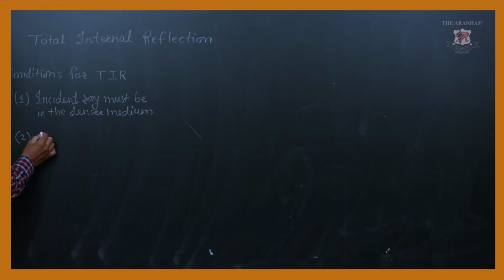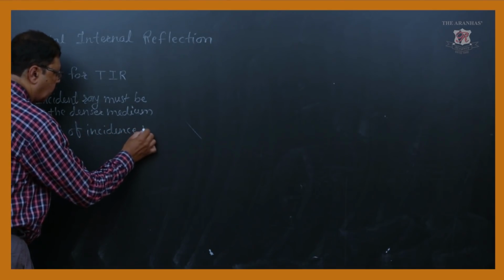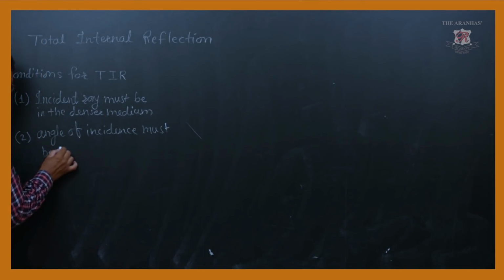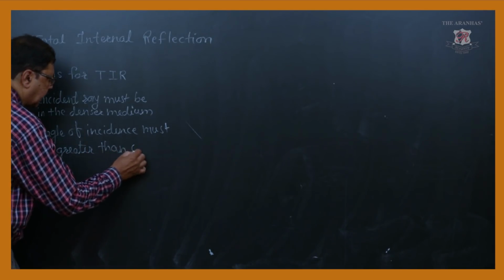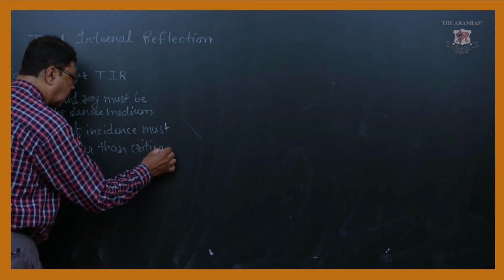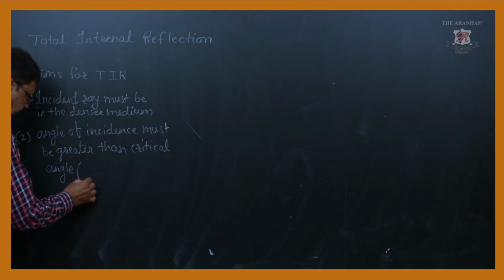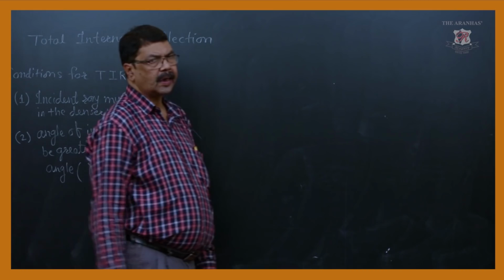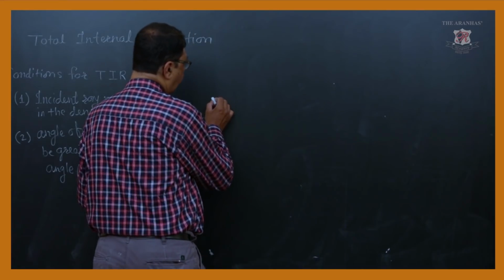Second condition is angle of incidence must be greater than critical angle. I am writing notation for that, I subscript C. Now what is this critical angle? We will try and study with the help of a diagram.